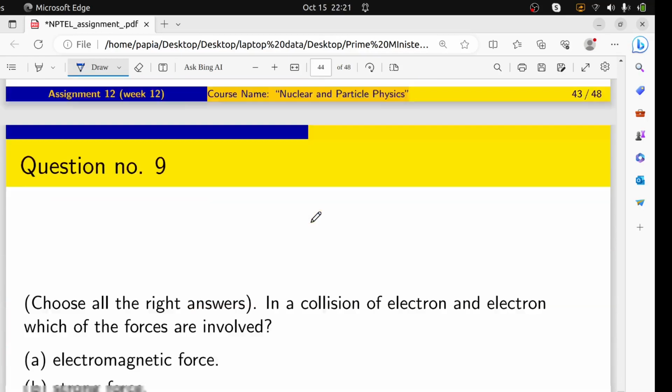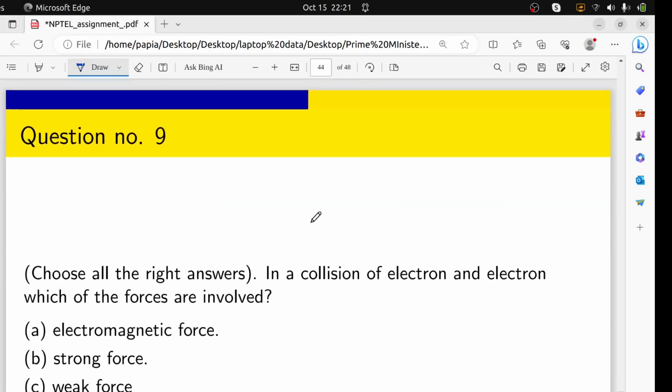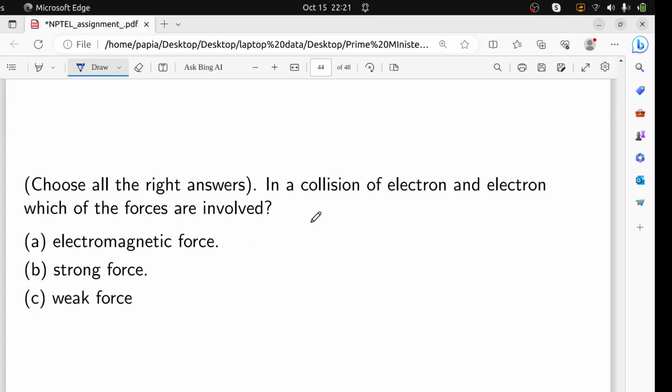Now we will go to the last question. Question number 9. Choose all the right answers: in a collision of electron and electron, which of the forces are involved? You can see here there are 3 options: electromagnetic force, strong force, weak force. There is no gravitational force option.